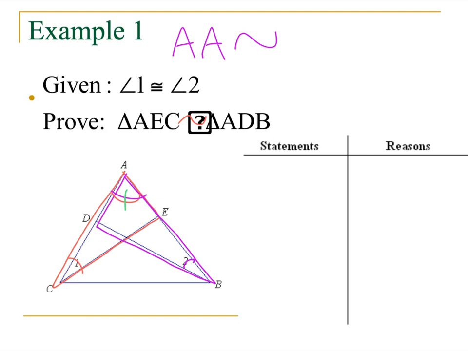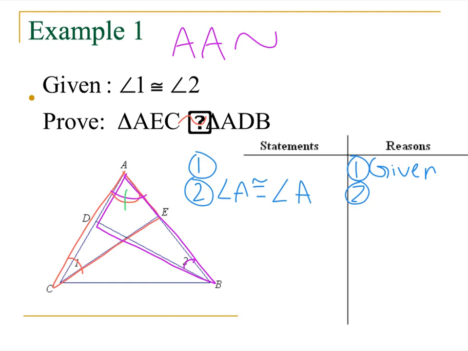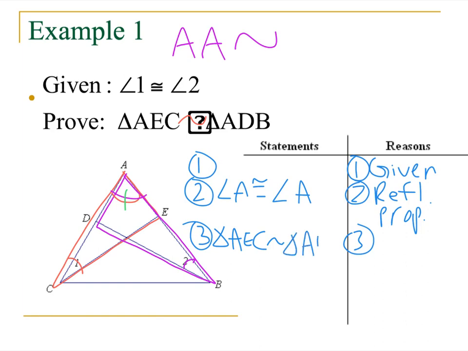Do I have enough information to prove these triangles similar? I sure do. Let's write it down. I already had angle 1 congruent to angle 2, so I just need to say that angle A is congruent to angle A. I can say it with just angle A because there's no other angle with that vertex. That was the reflexive property, something we usually use just for sides, but it can be used for angles. It just doesn't happen as often. So do I have these triangles similar? I do. Triangle AEC is similar to triangle ADB.